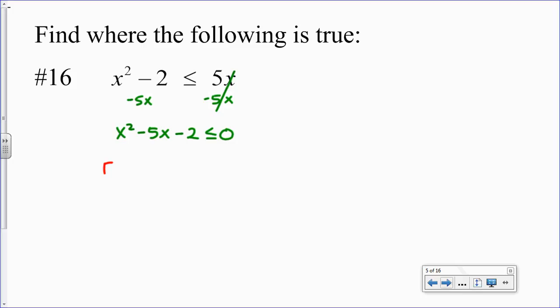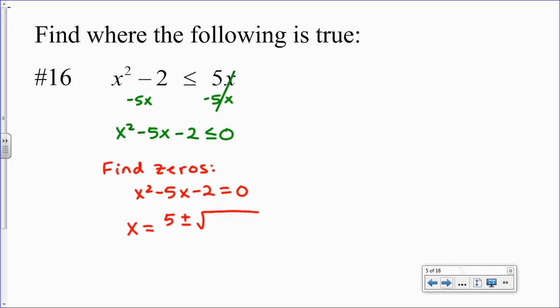Okay. So still the same way, I want to find the zeros. When you want to find zeros of a quadratic, you want to factor if you can. If not, we have to use quadratic formula. This one does not factor, so we're going to use quadratic formula. So x equals opposite of b plus or minus square root b squared minus 4ac all over 2a.